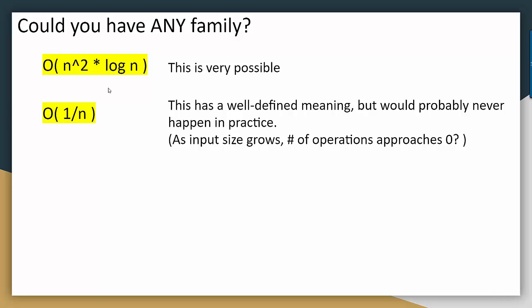Somebody asked about 1 over n, and this has a well-defined meaning. What you're saying is that this family of functions bounds your growth function from above. But it seems to me like this would maybe never happen in practice. You don't want to say never because, of course, there's going to be an example. But I've never seen this happen in practice, because what this is implying is that as the size of your input is getting larger, the number of time steps is approaching 0.